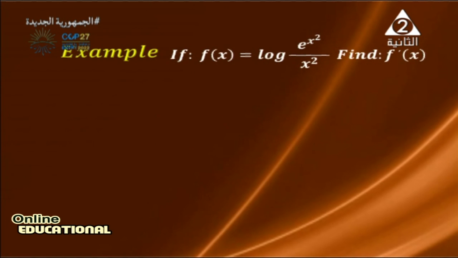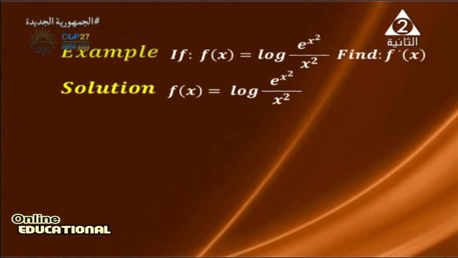Another example. If f of x equals log of e to the power x power 2 over x power 2, find f dash x. The function f of x equals log of e power x power 2 over x power 2. We can write this function as log e power x power 2 minus log x power 2 from the properties of logarithm. And now we have a difference between two functions.